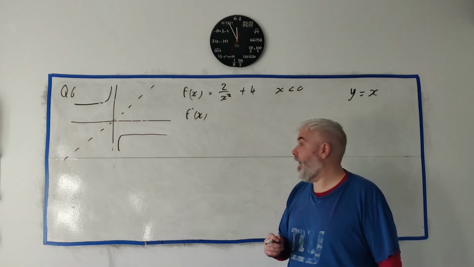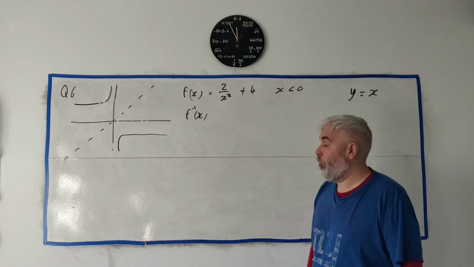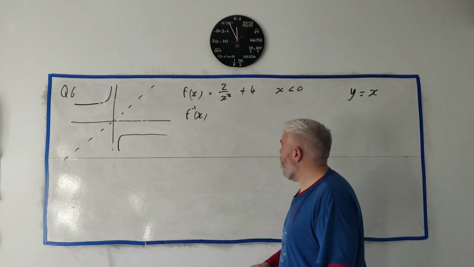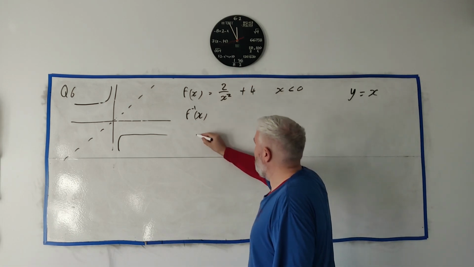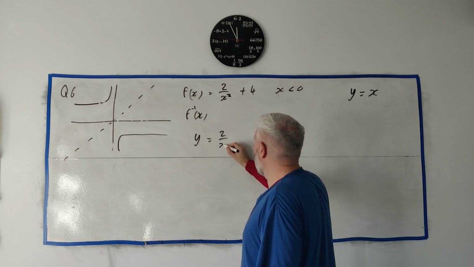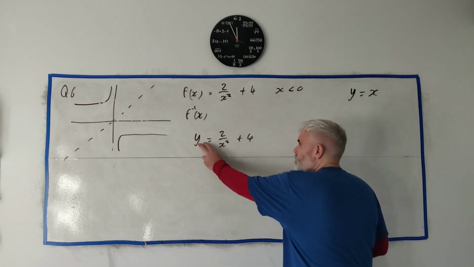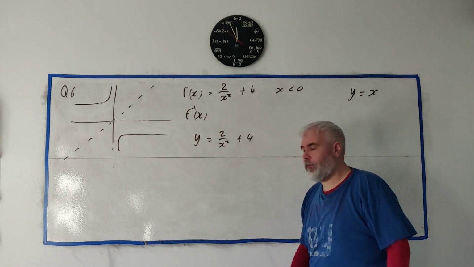In part B, they ask us to write an expression for this. That should be a minus 1 up there. Write an expression for that. So how do I do it? Let's rewrite the first one. Instead of this, we'll write y equals 2 over x squared plus 4. y is just a replacement for whatever's in front.